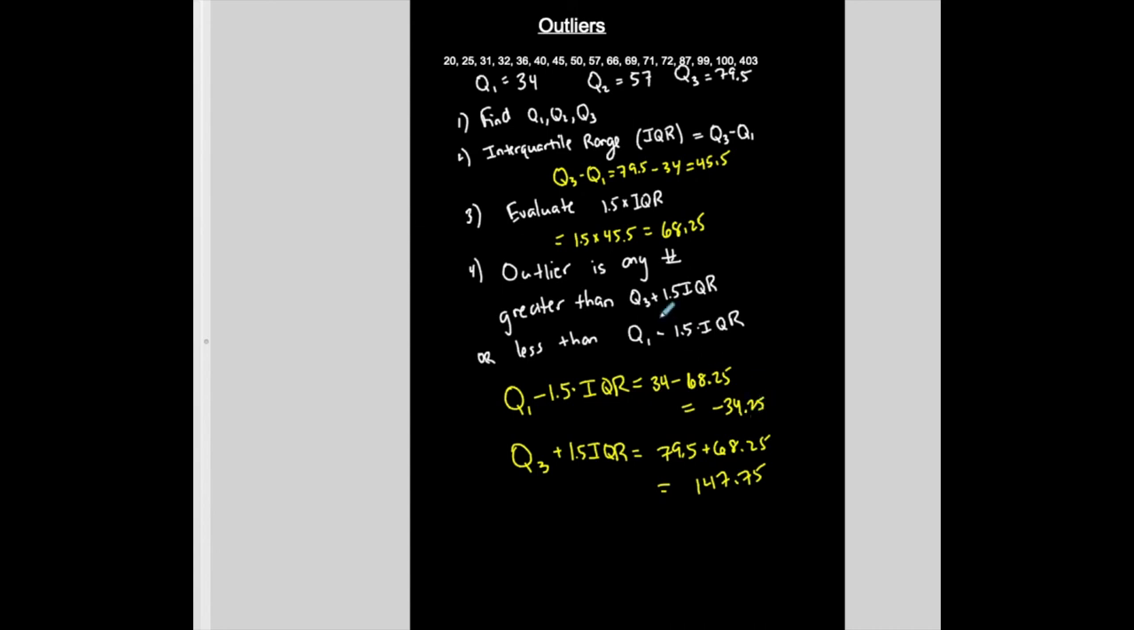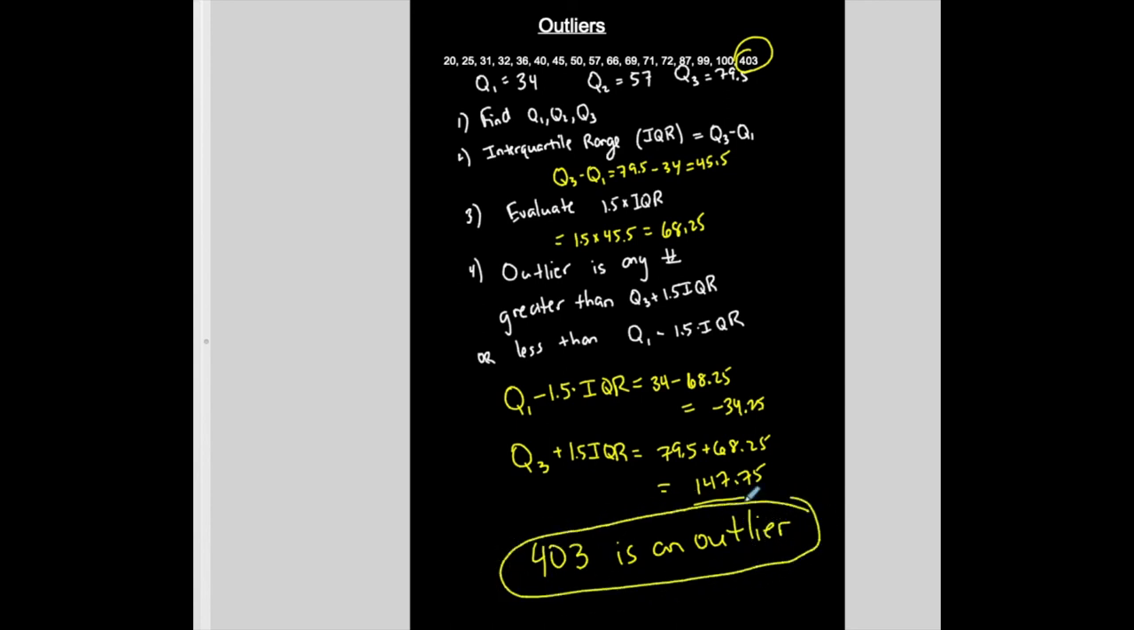So I go back to the sample. There's nothing less than this because this is a negative number. So there's no outlier on the low end. But there is a number, 403, in the set of data that is bigger than 147.75. And that means that 403 is an outlier. 403 is an outlier.